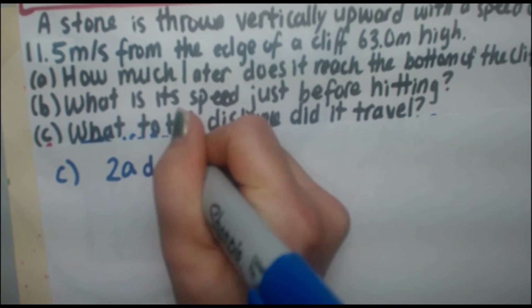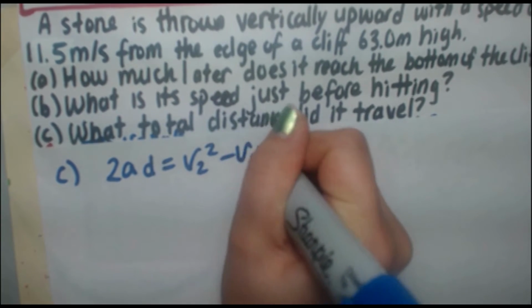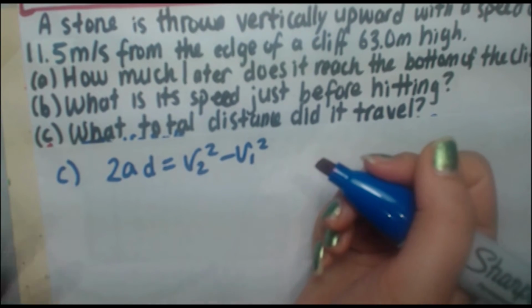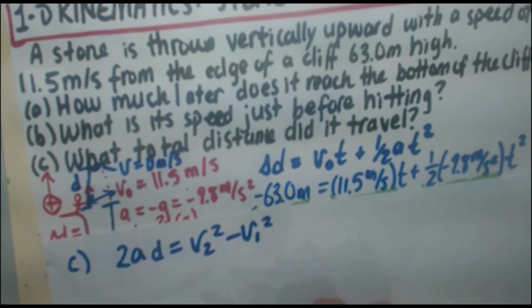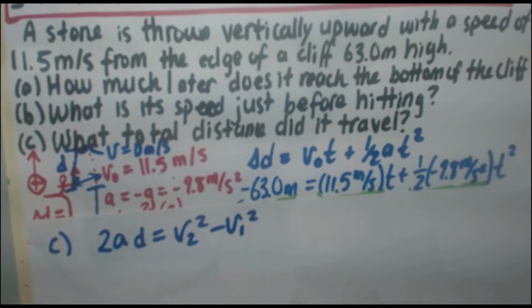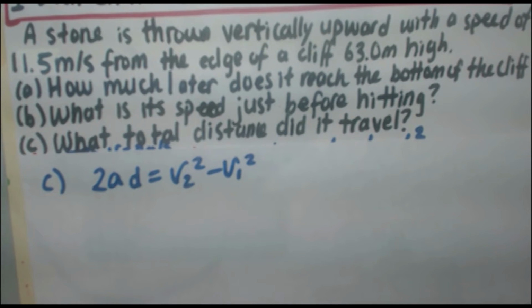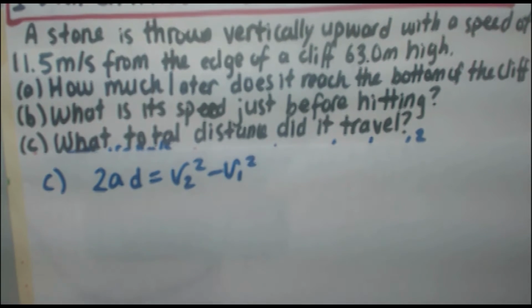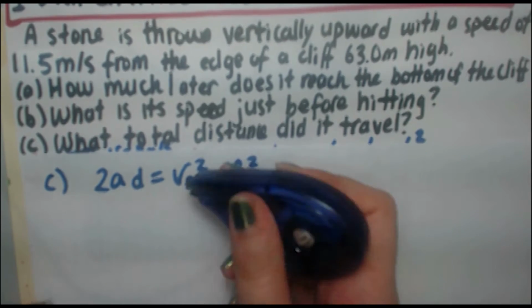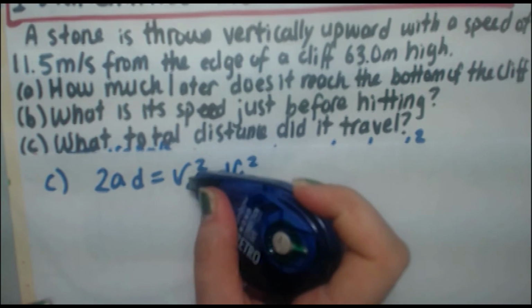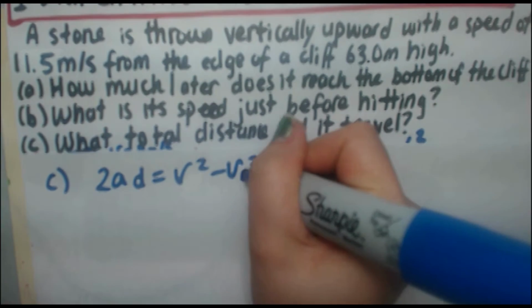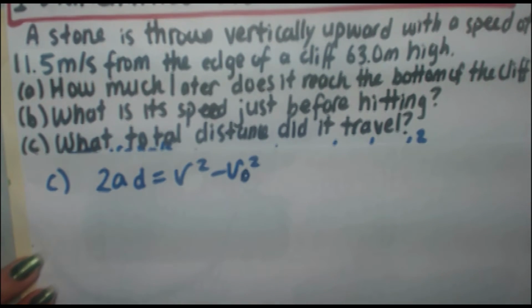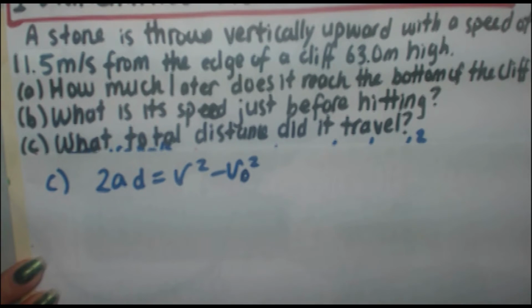2AD equals V2 squared minus V1 squared. At this point, I know which D I'm dealing with. That D is this distance right here. It's the distance to get to the top, from the person's hand to the top of the path. So 2AD equals V squared minus V1 squared, which in this case we're calling V and V initial. Different people have different naming conventions, but here, let's stick with the one we have. And we're looking for D.